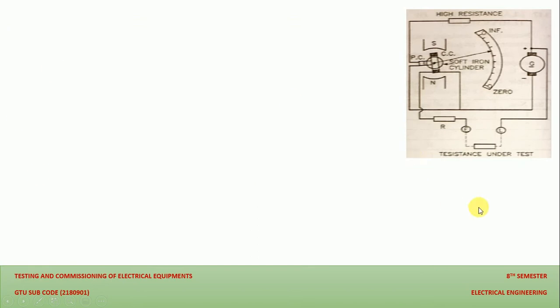Let us now discuss the working of the Megger with the resistance under test. This is the actual setup for measuring the resistance. Between E and L, one resistance is connected, and this is the internal setup of the Megger that we have discussed. This is the high resistance connected in series with the pressure coil, and this is the scale of the Megger from 0 to infinite.